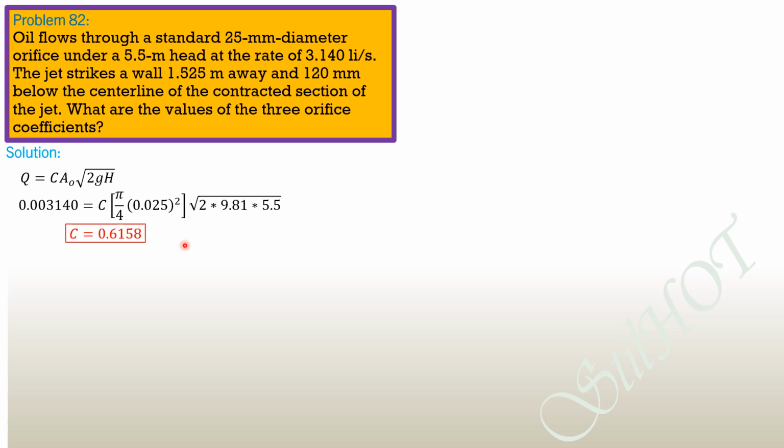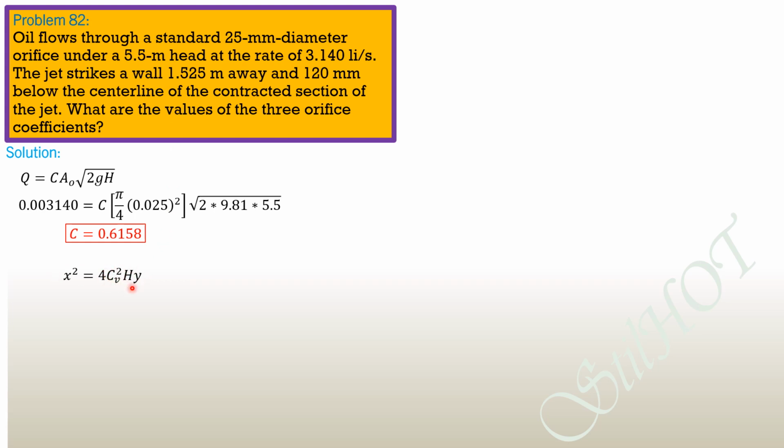Then by the data on the trajectory coordinates, we use the formula which I derived, x squared equals 4 C sub v squared head times y, where x is 1.525 meters, y is 120 mm or 0.12 meter, and the head is 5.5. So from this equation, we can solve for C sub v.